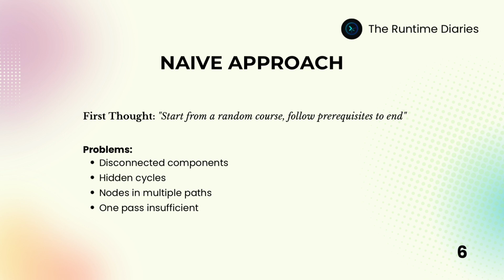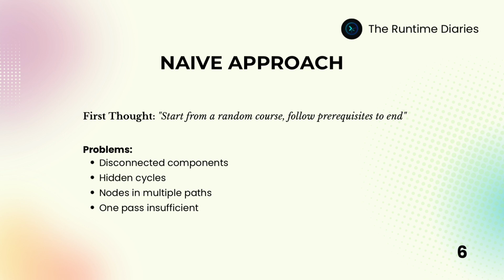The naive idea is, let me start from a random course and follow its prerequisites until I reach the end. But this approach falls apart for several reasons. First, the graph might have multiple separate components that don't touch each other. Exploring one component doesn't tell you anything about the others.